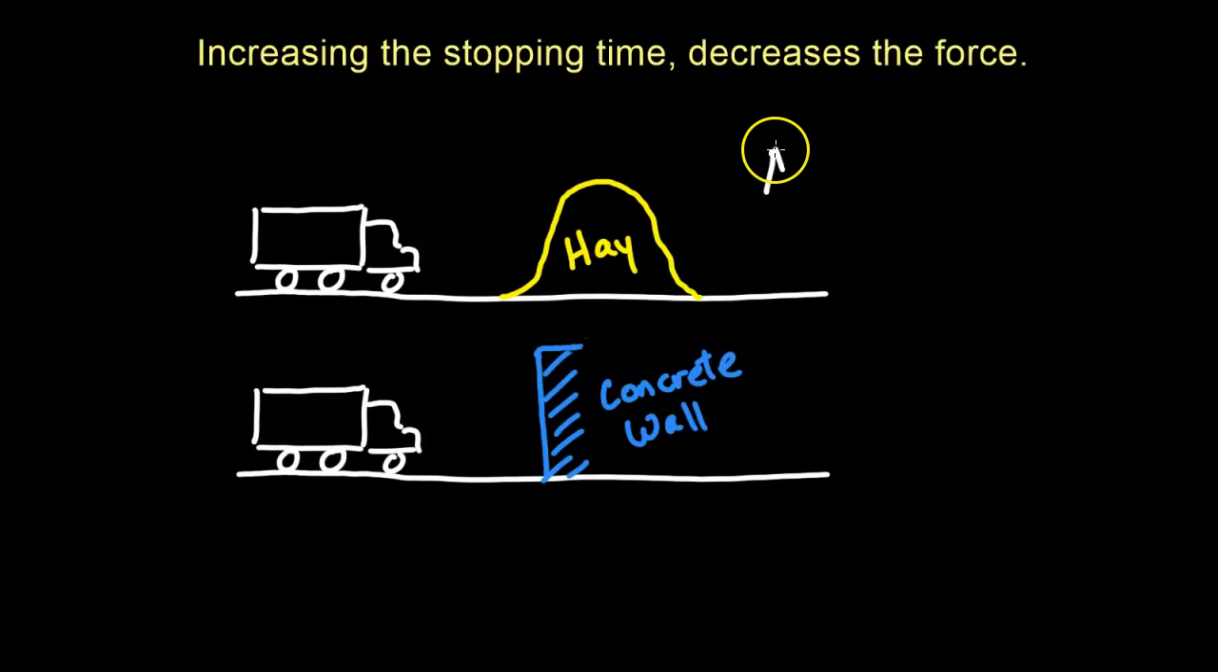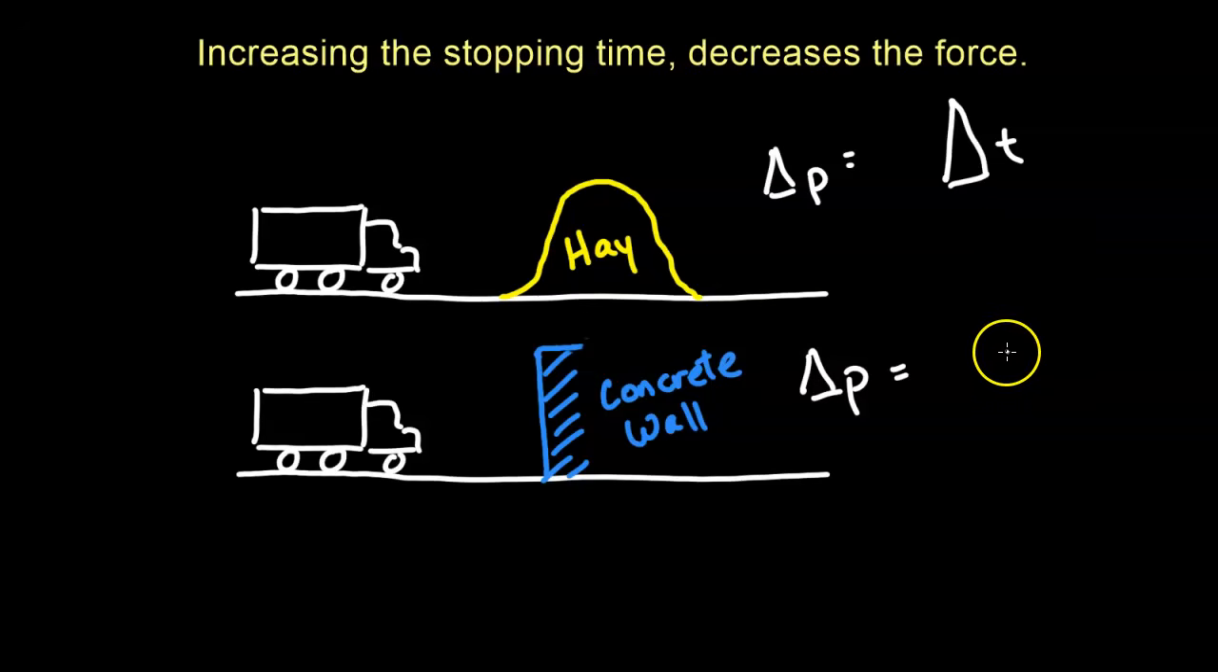They're not moving, so they both have the same change in momentum. It doesn't matter how they slow down, they're both going to slow down to a stop, so they have the same change in momentum. The difference, though, is that with the hay, you have a longer stopping time, and with the concrete wall, you have a shorter stopping time. And here's the trade-off: you're going to have a smaller force with the hay, and with the concrete wall, you have a bigger force.